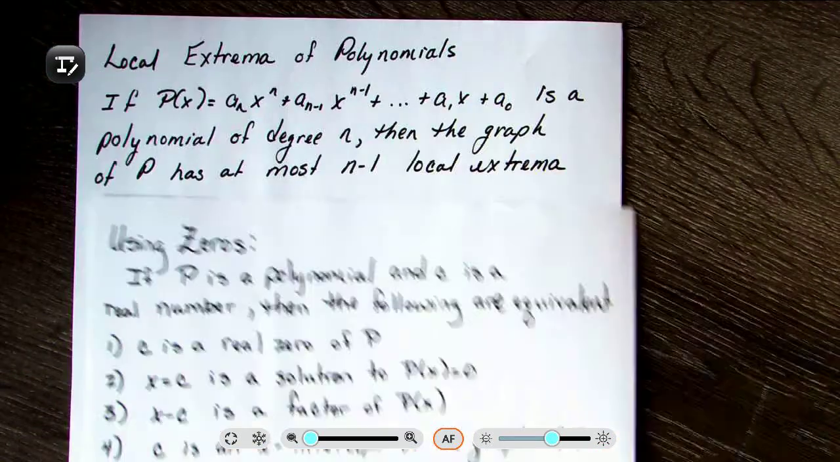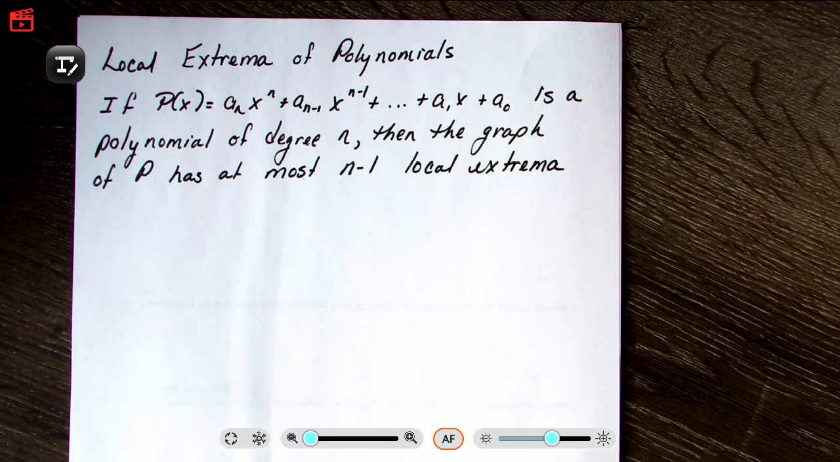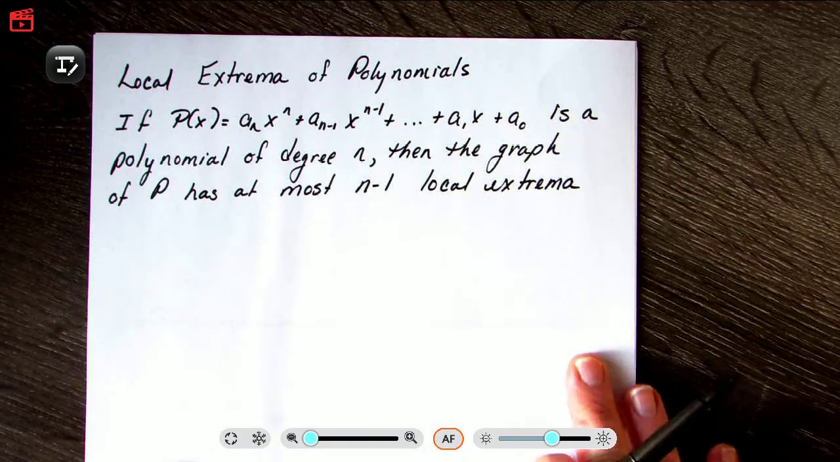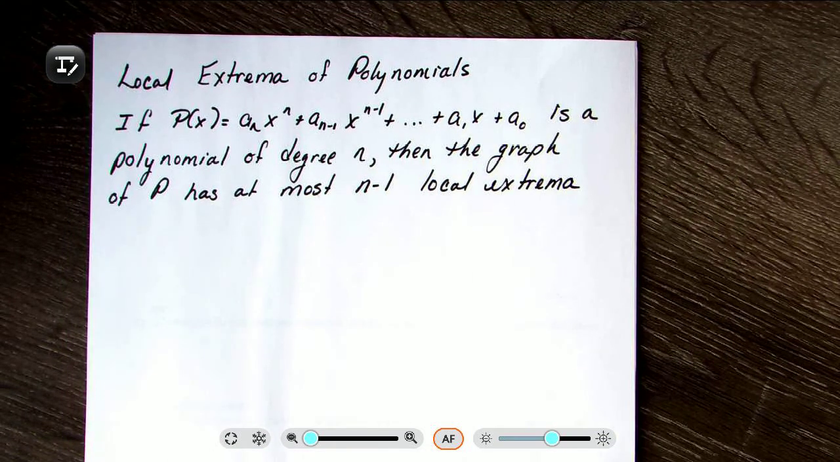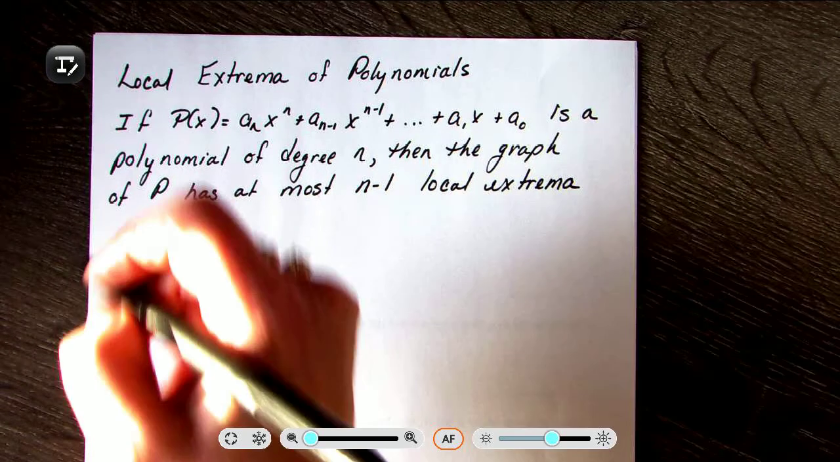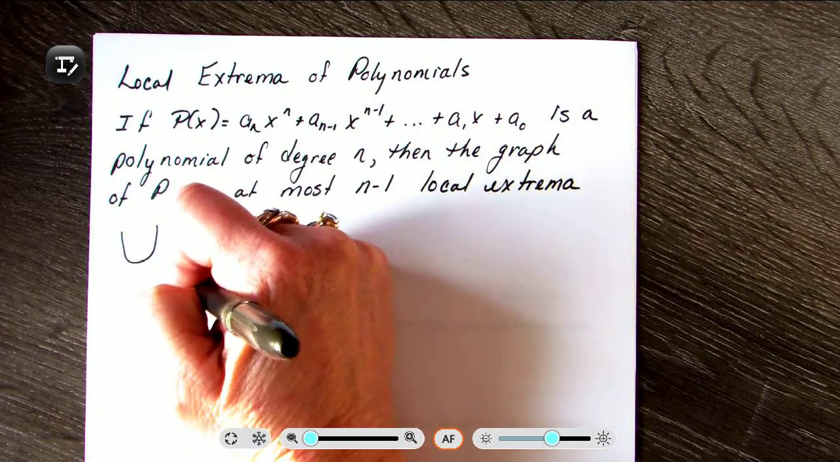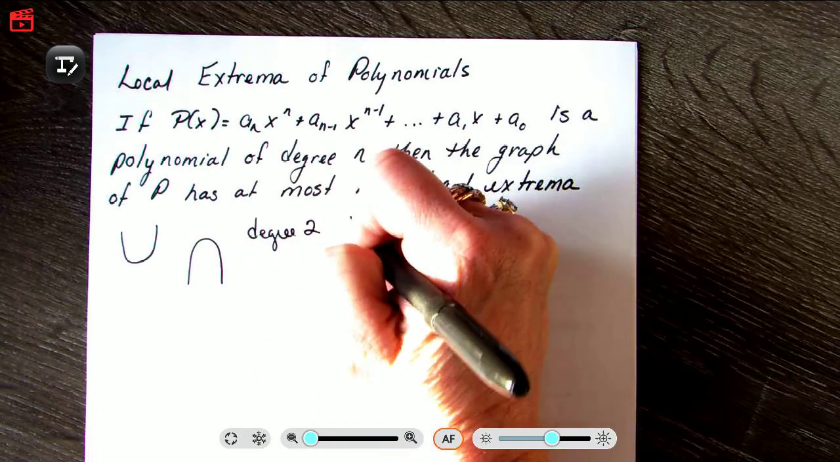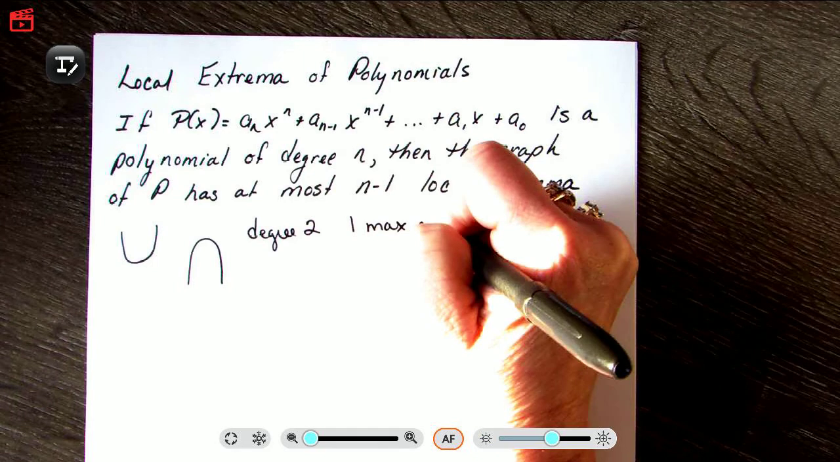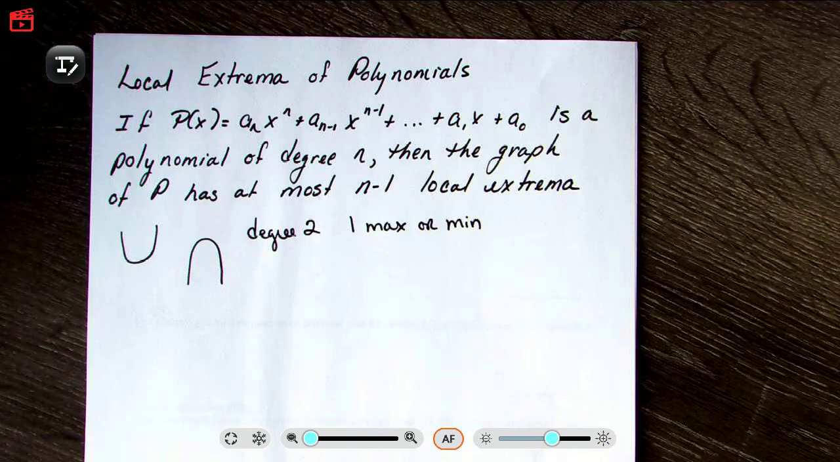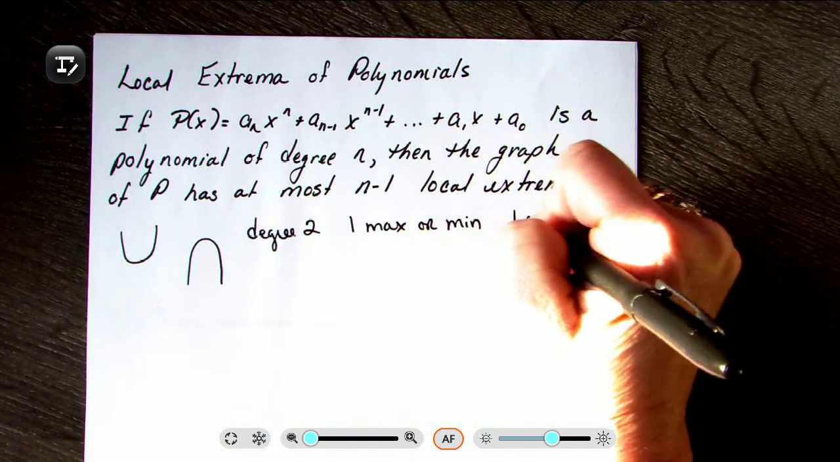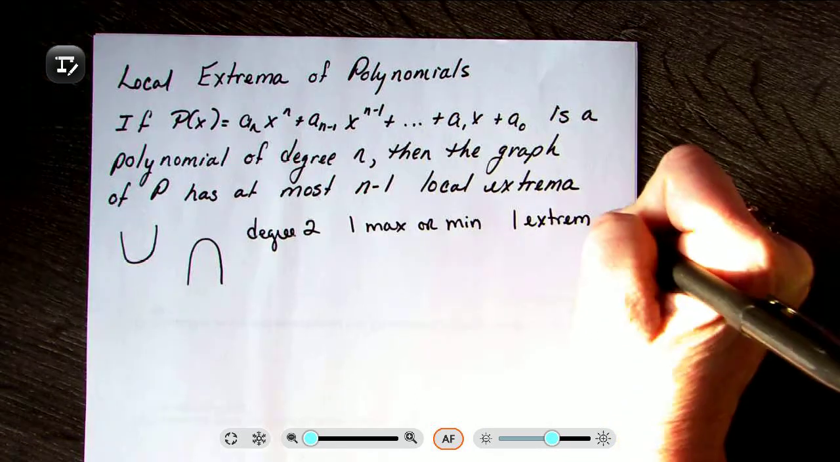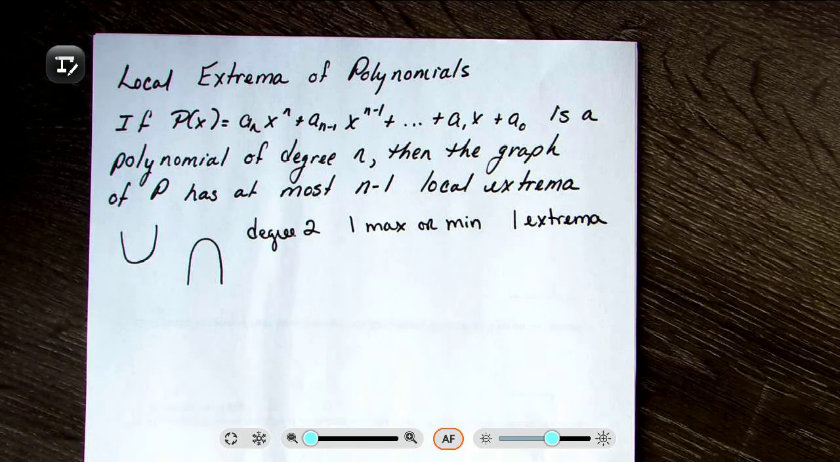It's finding those zeros. The last thing we have in this section, before we start doing some examples in another video, is talking about local extremes. Now we talked about a max and a min with polynomials, or parabolas, which were of degree 2. We either had a max or a min, but we only had one extreme. Or extrema, to be exact. That's what they're talking about when they're saying extremes.